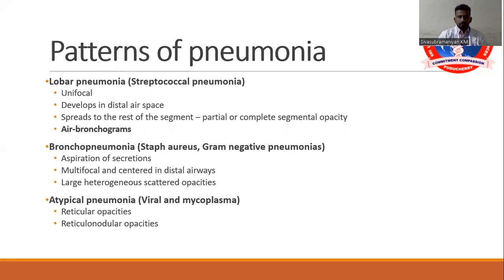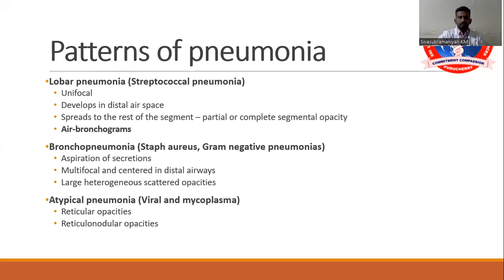Then moving on to the next pattern, we have what is called a bronchopneumonia. And this is most likely due to gram-negative bacteria, as well as gram-positive coccus, that is Staphylococcus aureus. So this occurs usually from an aspiration of gastric secretions, and they are usually multifocal and centered in the distal airways, and they are scattered opacities, and they generally involve immunocompromised or very old debilitated individuals.